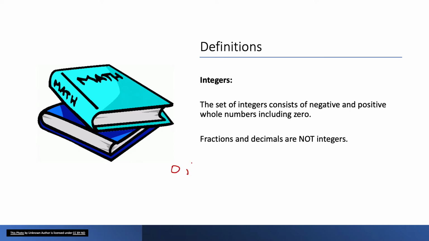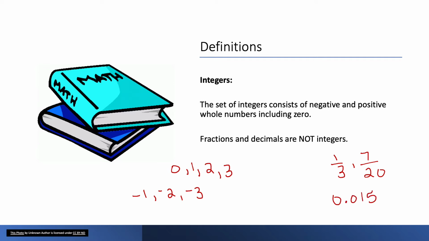So 0, 1, 2, 3, these are all integers. Negative 1, negative 2, negative 3 are also integers. But fractions like 1/3 or 7/20 are not integers, and decimals like 0.015 are not integers.